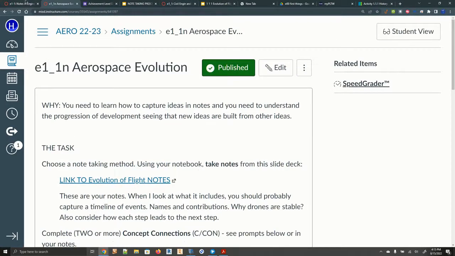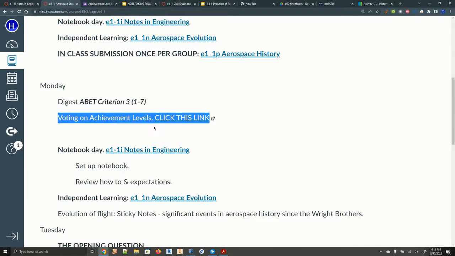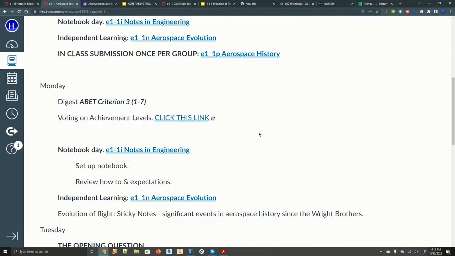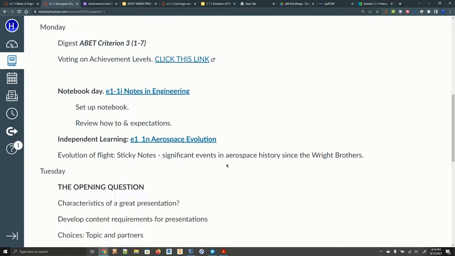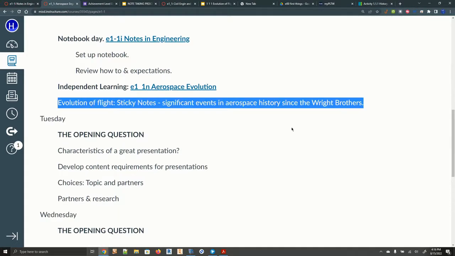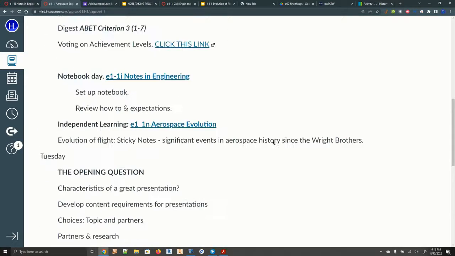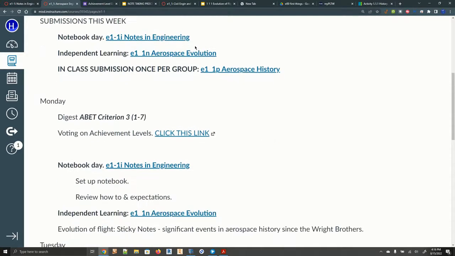So that's an example of the notes. Let's go back, and if we scroll down to Monday, you can see right here, there is a place for you to vote on your favorite achievement level descriptors. And if you have your own, you can put those in there as well. Then we've talked about everything else. This is something we didn't get to today, so we're going to start working on that. Later this week, there will be some part of a presentation that you're developing with a partner. So main things right now, get your notebook set up and start doing those notes.